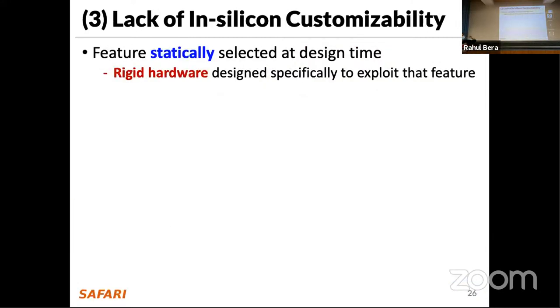The third key problem that we identify in this work is that all prior prefetchers lack in-silicon customizability. What it essentially means is that whenever you are designing a prefetcher, you're making some static decisions: oh, I want to leverage this program feature for prediction, I want to mine the pattern like this. And once you fix those static decisions, you create a rigid hardware that is explicitly designed to exploit that program feature. And you cannot literally change any part of that prefetcher once it's taped out in the processor, okay?